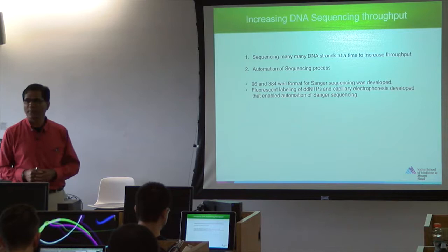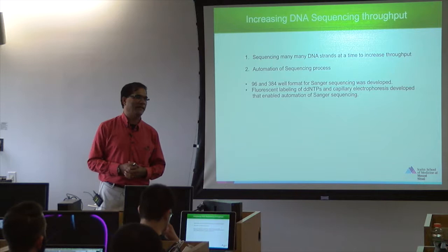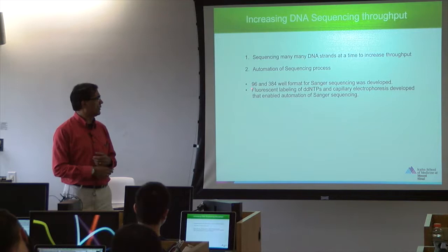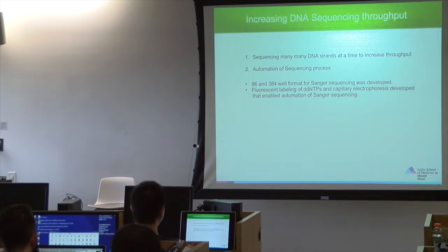People thought, you know, we can take the 700 base pair DNAs into 96-well plates, and then sequence the 96-well plates simultaneously. So with 700 base pair strands, you are sequencing around 70 kb at a time. Right? From 96 wells, the technology was quickly improved to 384 wells. Okay? And that was a big throughput. It was a big deal to develop this 384-well plate.